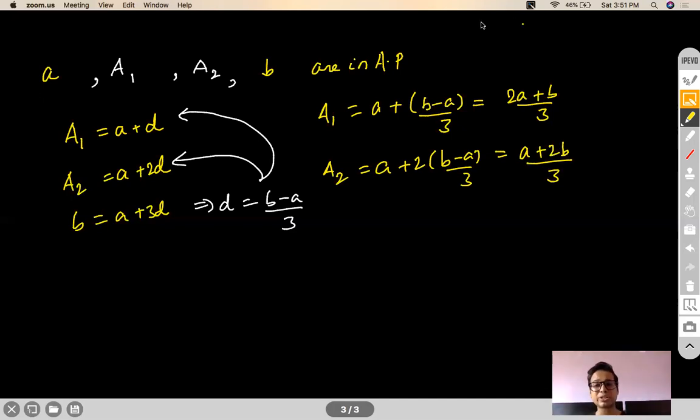Is it fine? Any questions? So A1 and A2 are these two arithmetic means between A and B. Any questions? Now, has anybody started observing the pattern?